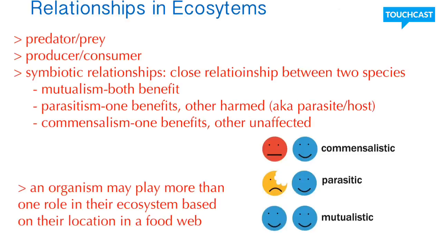I also included the faces in the bottom right corner, which I think you should include in your notes as well. It definitely helps whenever you're trying to remember. If you can picture these faces with the type of relationship, it'll help you probably learn them a little bit quicker. Another thing to keep in mind, because we will be going over a lot of examples in class, is that an organism can play more than one role in its ecosystem. That really just depends on where it's located in its food web.